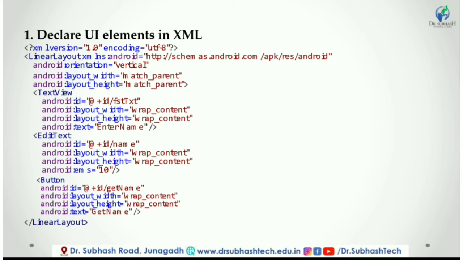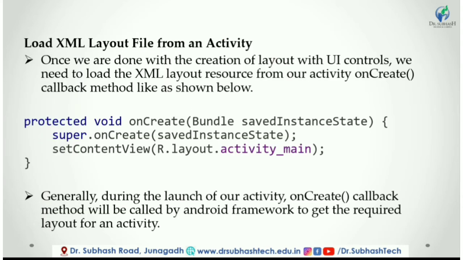Following is an example of defining a layout in the XML file activity_main.xml using a linear layout to hold a text view, edit text and button. Load the XML layout file from the activity. Once we are done with creating the layout with UI controls, we need to load the XML layout resource from our activity's onCreate callback method, as shown below.